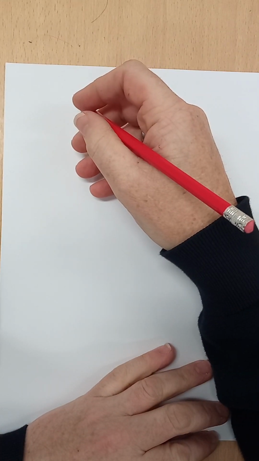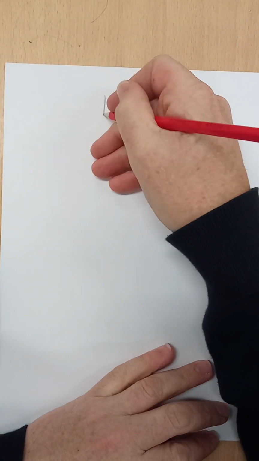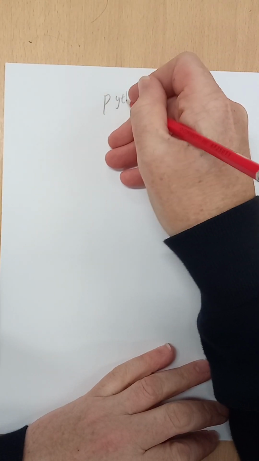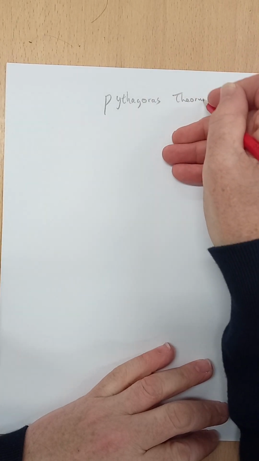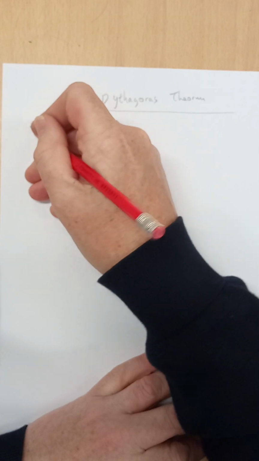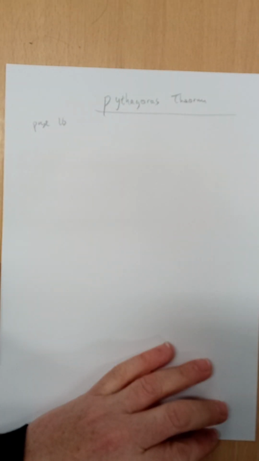So we're going to start with Pythagoras' theorem. Pythagoras, and it's on page 16 of your log tables. Okay, and it's very simple. It's a very simple one.